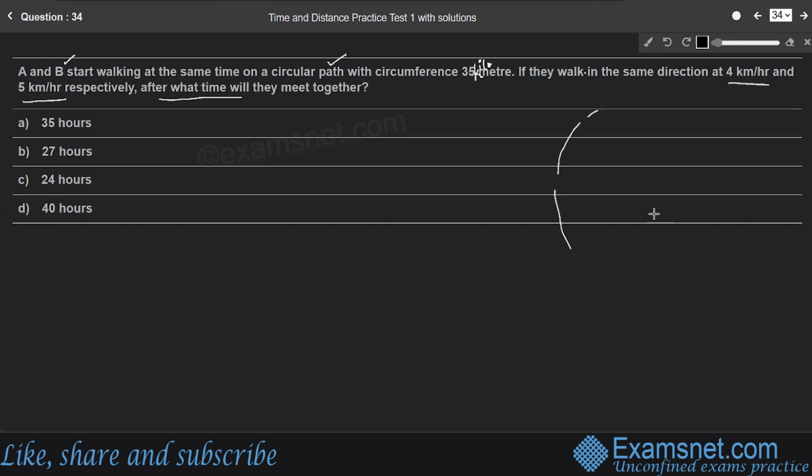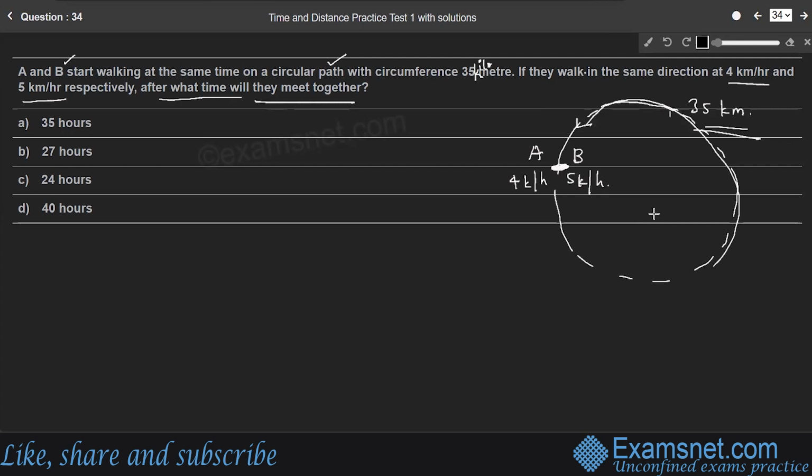So we'll consider a circular path like this, right? A and B start walking at the same time on a circular path with two different speeds, 4 kilometer per hour and 5 kilometer per hour. And the circumference of the circular path is 35 kilometer. That means if they start from this point, the distance traveled to complete one round will be 35 kilometer. So after what time will they meet together?